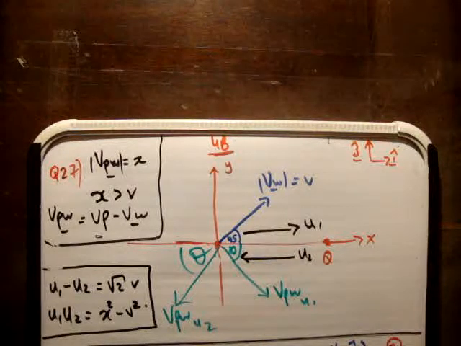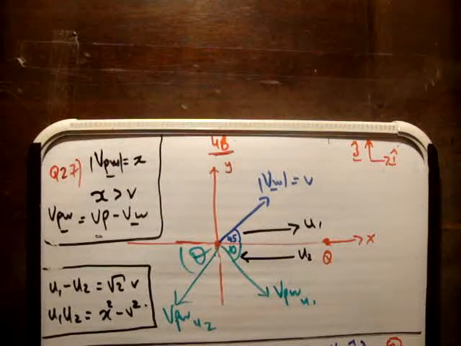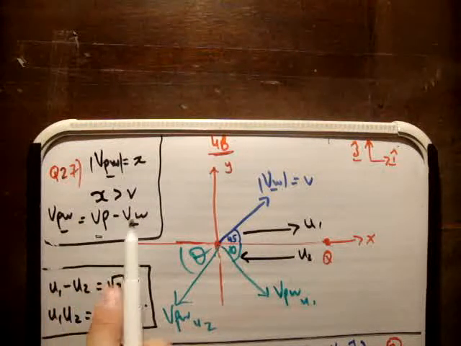Just to resolve these vectors, if I call this angle here theta and this angle here theta as well, then VPW for u1 is going to be x times the cos of theta i hat minus x times the sine of theta j hat. Similarly, this one here is going to be negative x times the cos of theta i hat minus x times the sine of theta j hat. The velocity vector of the wind is going to be v times the cos of 45 i hat plus v times the sine of 45 j hat. The cos and sine of 45 are each 1 over root 2. Now the next thing you need to notice is that VPW is equal to VP minus VW.